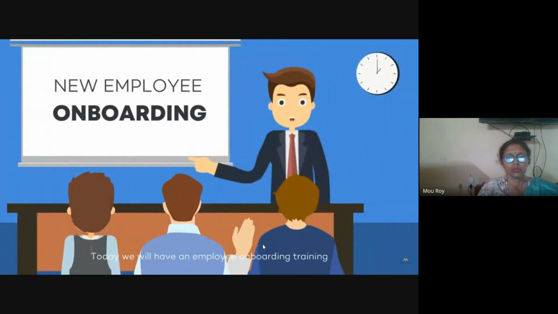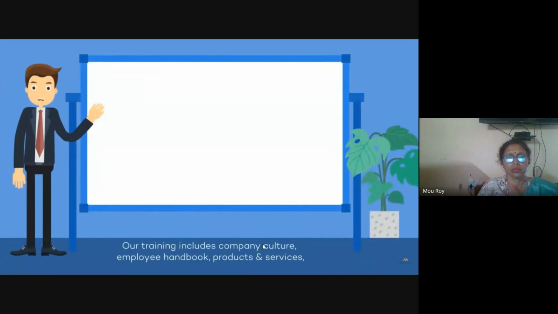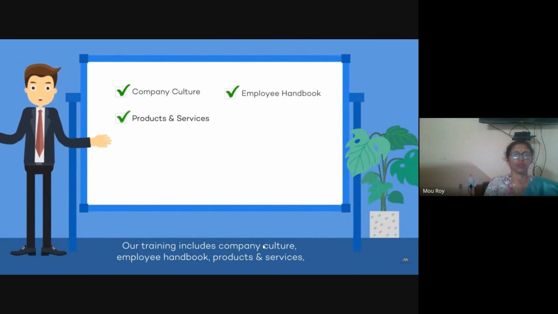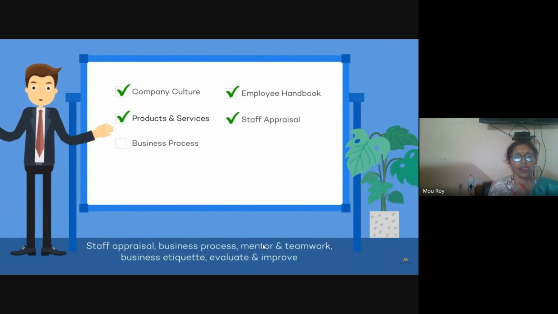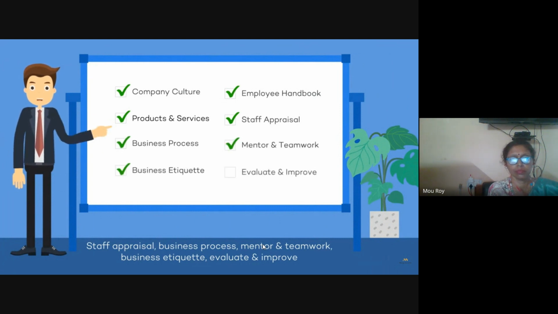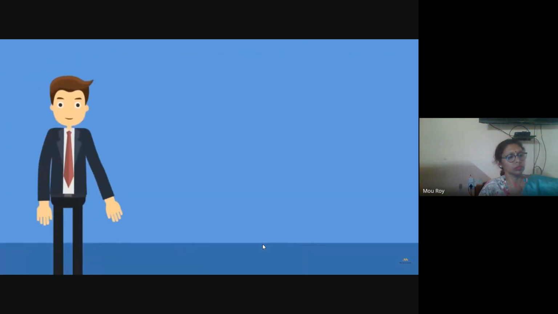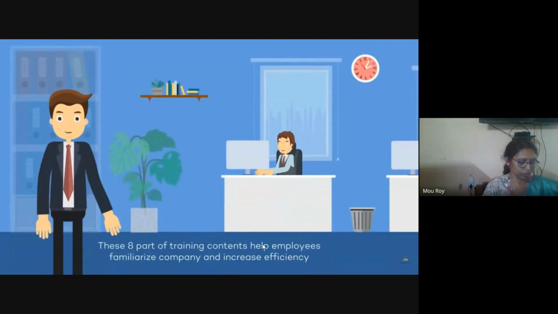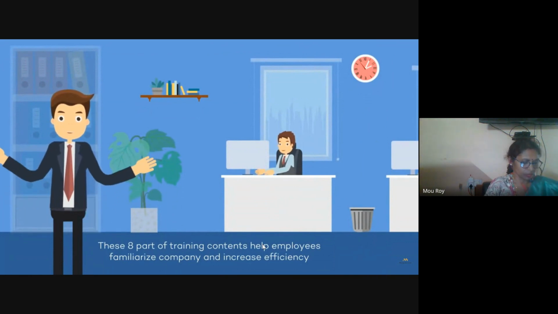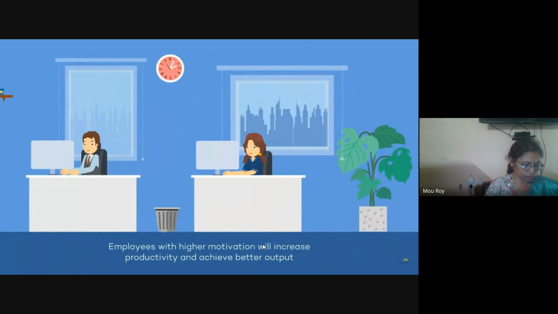Today we will have an employee onboarding training. Our training includes company culture, employee handbook, products and services, staff appraisal, business process, mentor and teamwork, business etiquette, evaluate and improve. These 8 parts of training contents help employees familiarize with the company and increase efficiency. Employees with higher motivation will increase productivity and achieve better output.